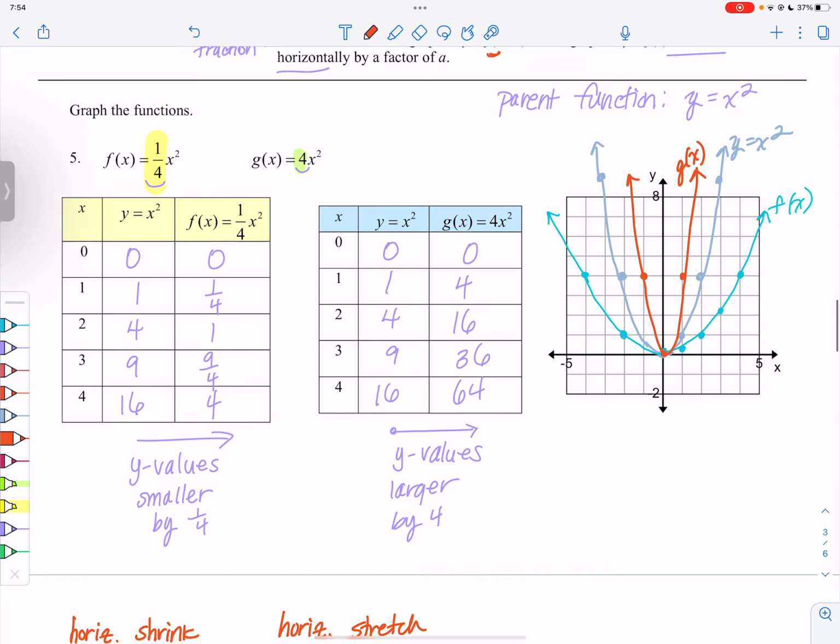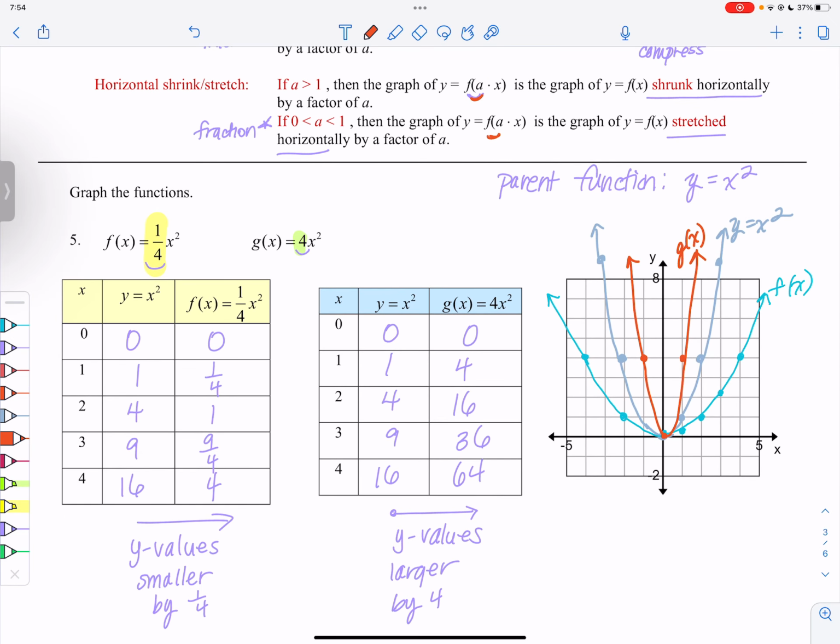And we could go ahead and write this here. And this was a vertical shrink. And that is because that is a fraction. And then we have a vertical stretch.